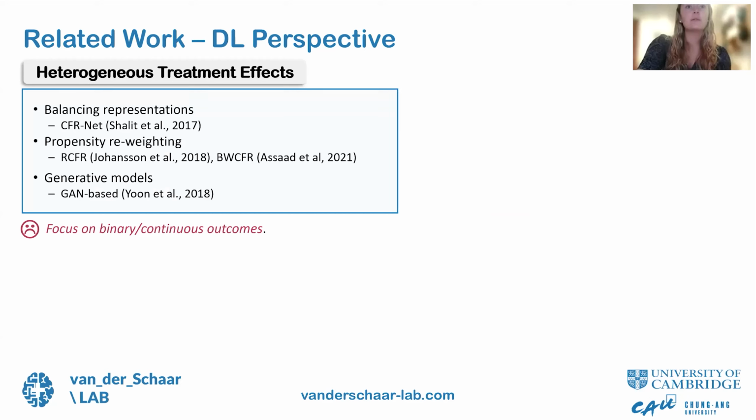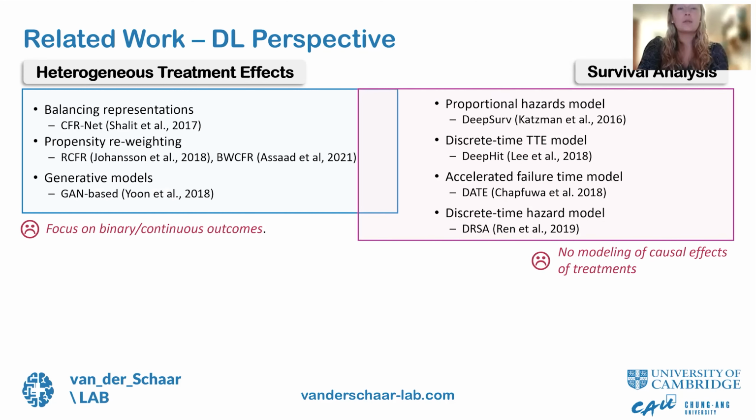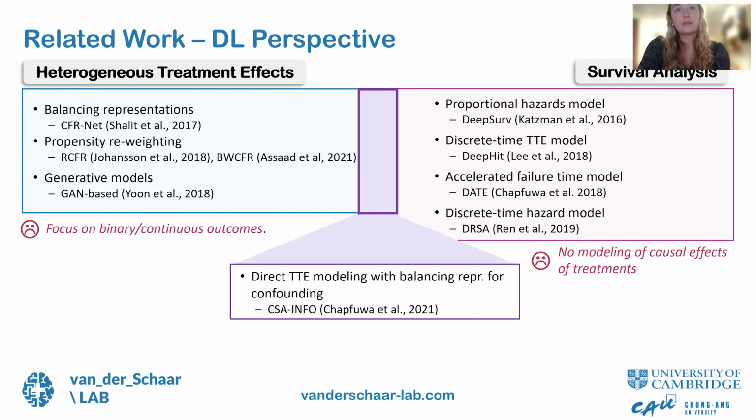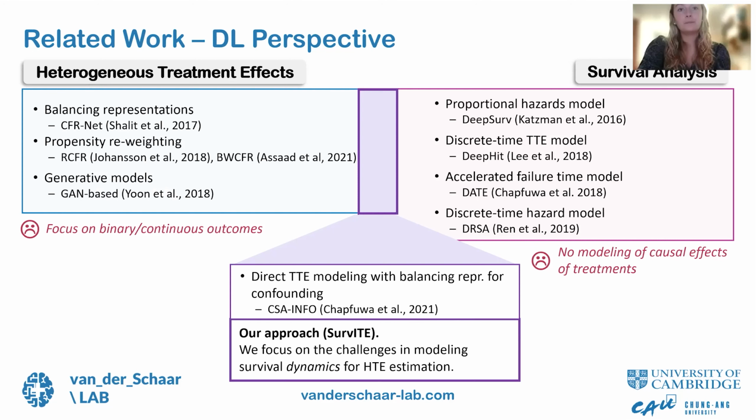And from the deep learning perspective, this problem has really not been studied a lot. On the one hand, you have a lot of work on heterogeneous treatment effect estimation, which focuses on binary or continuous outcomes. On the other hand, you have a lot of work on deep survival analysis. However, this doesn't take into account modeling of causal effects of treatments. The intersection of these two literatures is super sparse, and we are only aware of one paper that uses a deep learning approach to time-to-event heterogeneous treatment effect estimation, where they do direct time-to-event modeling with balancing representations for confounding. We take a slightly different approach where we focus on the challenges in modeling survival dynamics, so things like hazard functions, for heterogeneous treatment effect estimation.